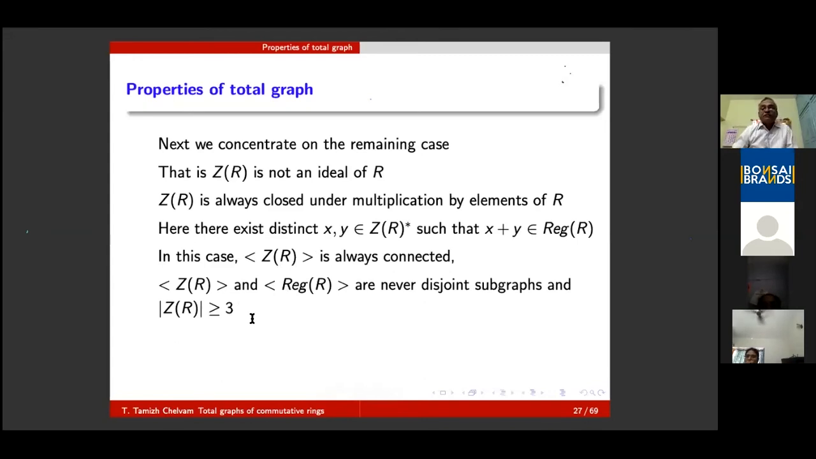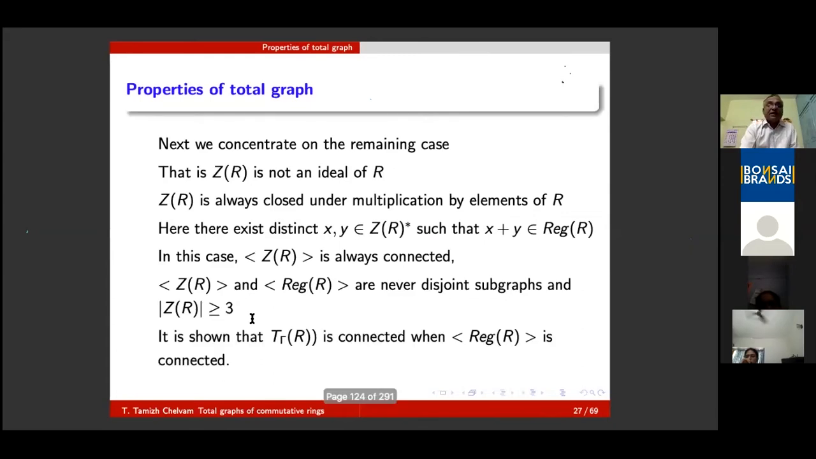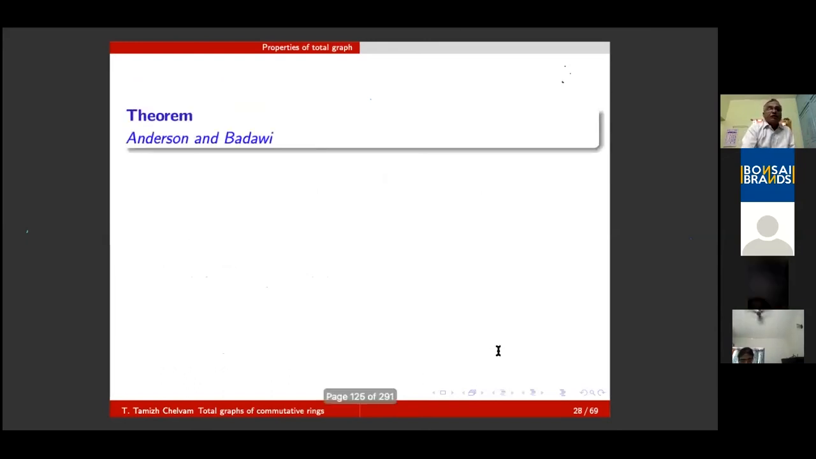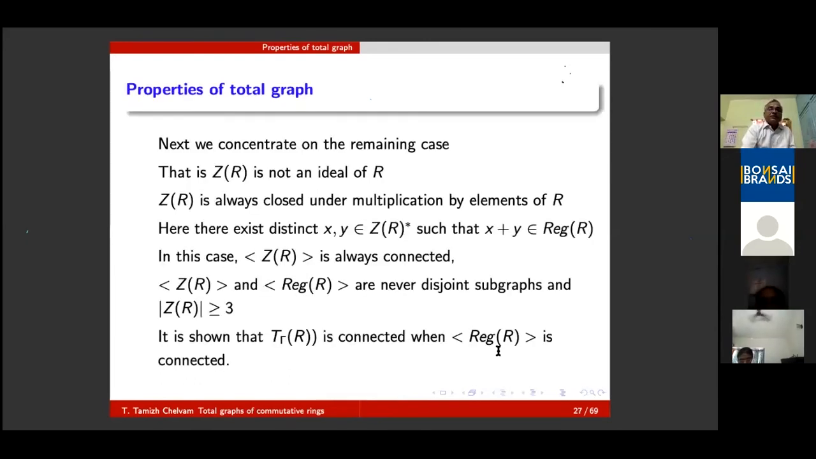Therefore, in the case of Z of R not being an ideal, the subgraph induced by Z of R is connected. It is not disjoint from the regular elements. So the structure is not so comfortable as in the case of Z of R being an ideal. Of course, it is shown that the total graph of R is connected when the subgraph induced by regular elements is connected. Of course, as I said in the beginning, the problem is still open.